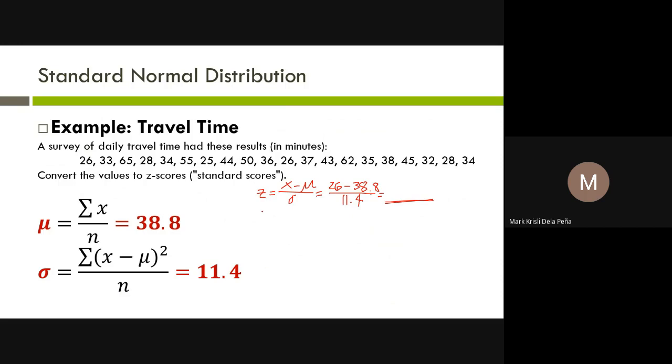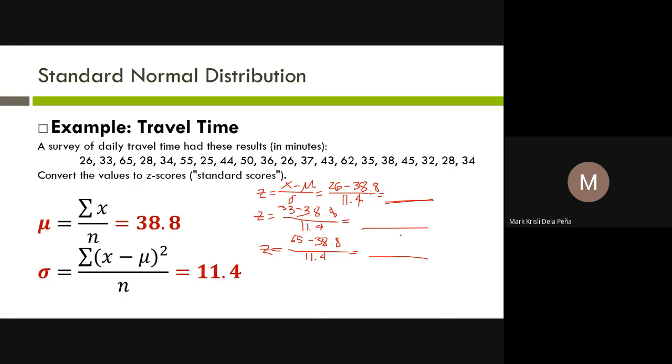Do this to all the remaining values. So you have 33 minus 38.8 divided by 11.4. What's your z? Then you will have another: 65 minus 38.8, divided by 11.4, so you'll get another z. Again, all of these will be converted into the equivalent z values.